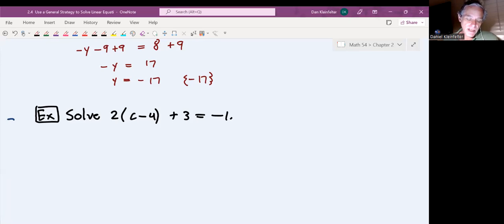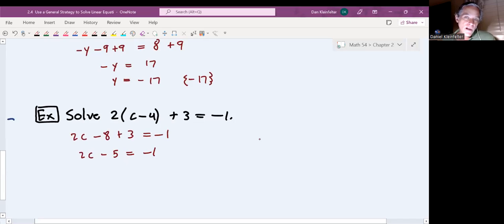Okay, so now I'm going to begin by simplifying the left side. I'm going to distribute to remove the parentheses. And there's no more parentheses, so I'll combine like terms on the left side. We'll have 2c minus 5 equals negative 1. So now our equation just has 3 terms in it. One has the variable and two don't.